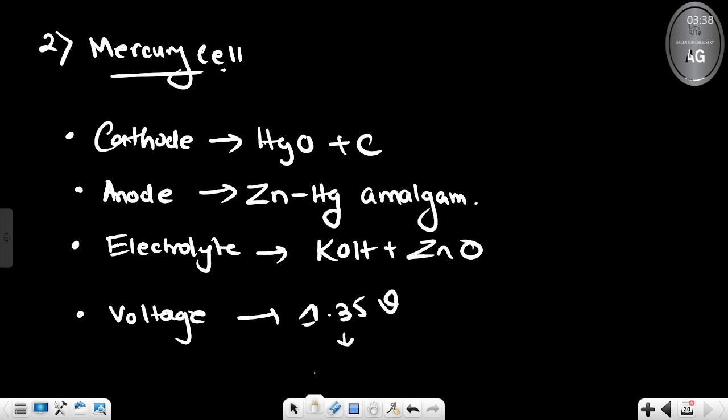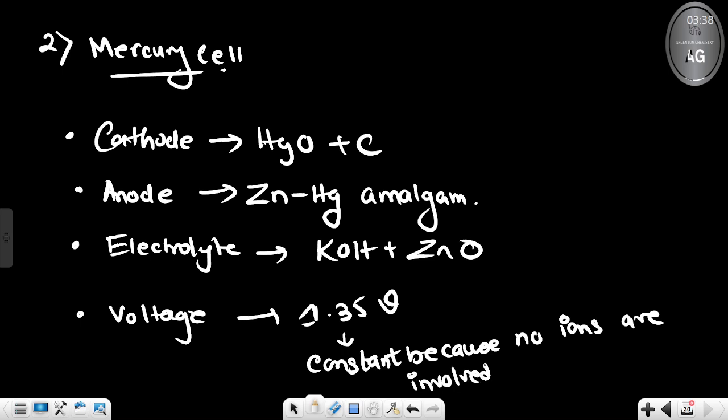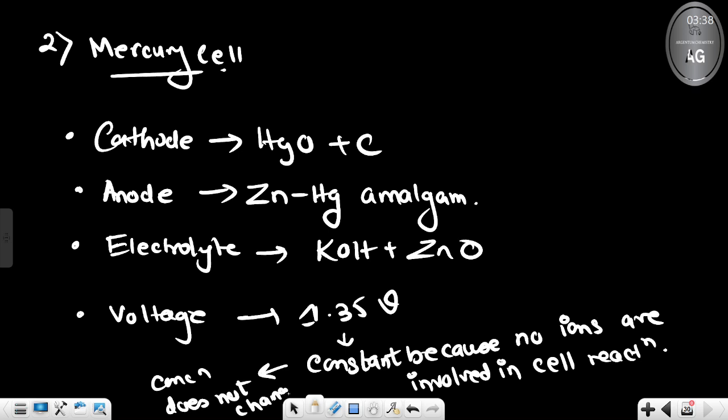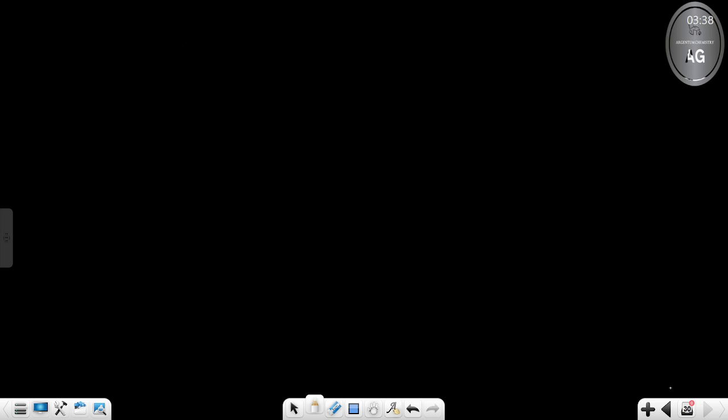Voltage is constant. Why? This gives you a constant voltage because no ions are involved in the cell reaction. If there are no ions in the cell reaction, then concentration is not changing. So if concentration does not change, then there is no scope of any change. Clear? Concentration does not change, so voltage is constant.